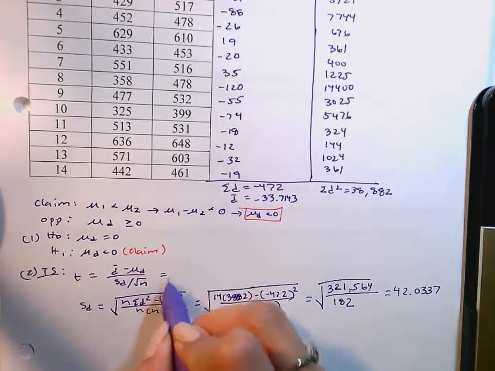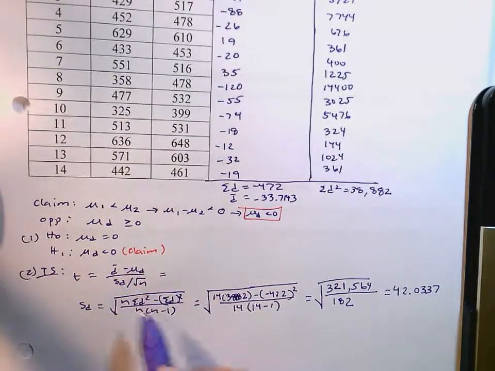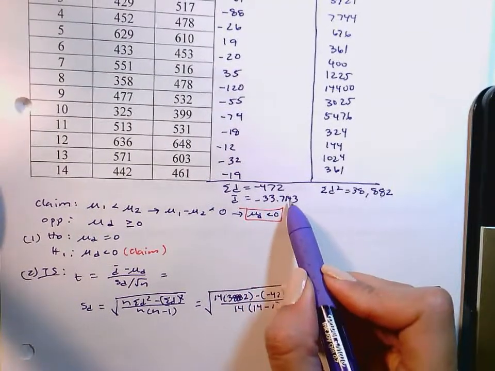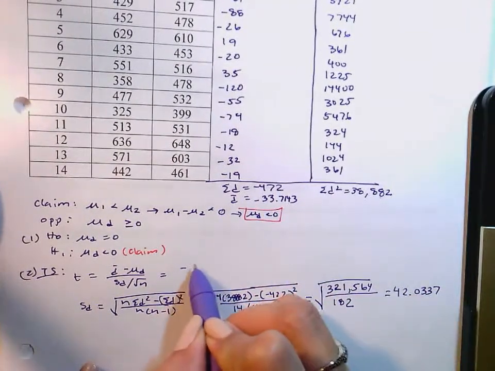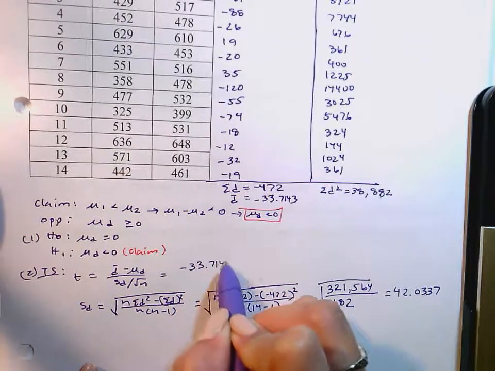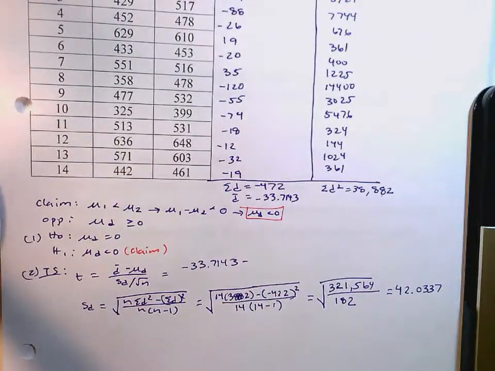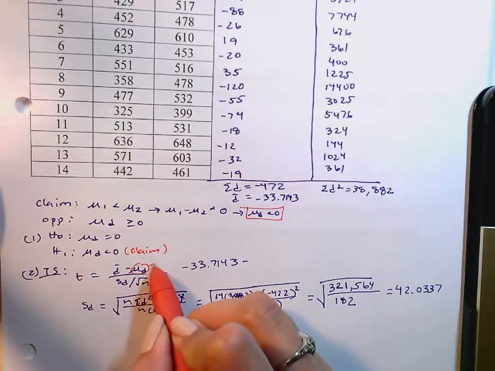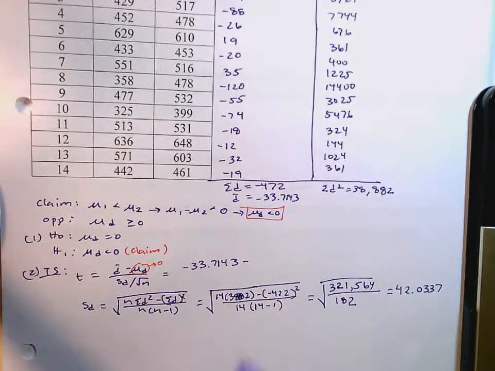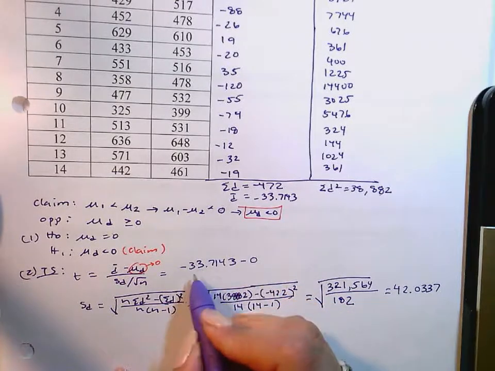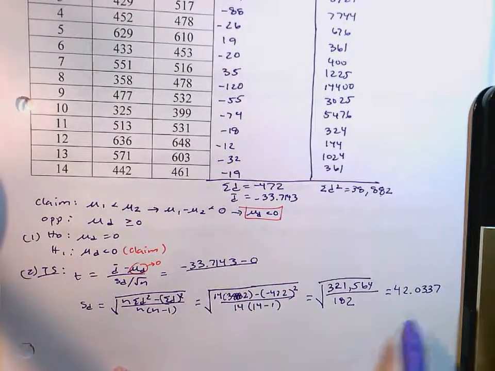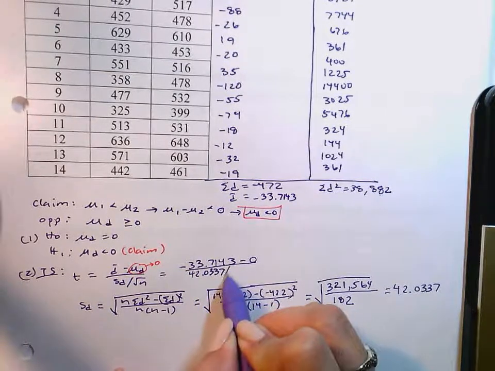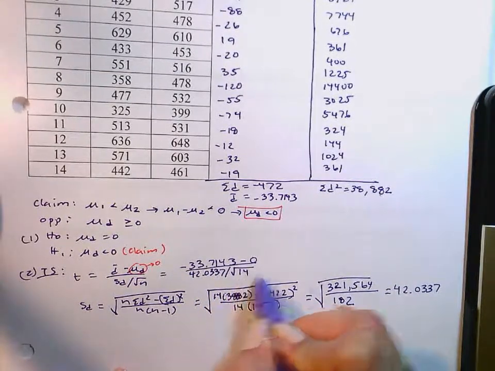So go ahead and plug it into this formula for the test statistic. D bar is equal to, we found that it was negative 33.7143. So negative 33.7143 minus mu d. Mu d is equal to 0, so it's based on the null hypothesis. This becomes a 0, so minus a 0. You don't actually have to write down that minus a 0, divided by SD, 42.0337, divided by square root of n, so divided by square root of 14.